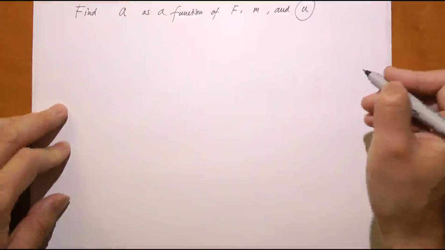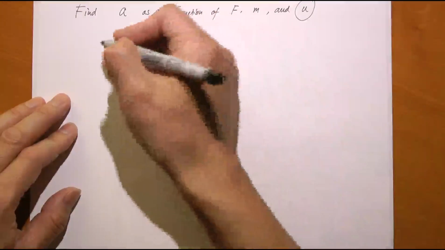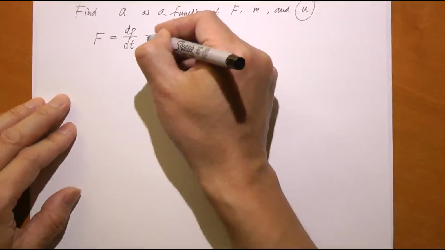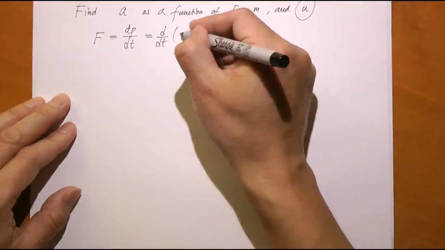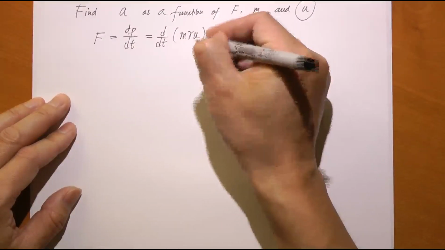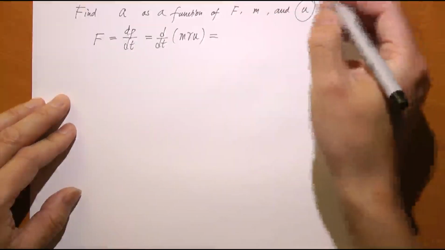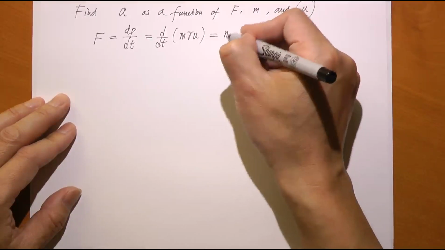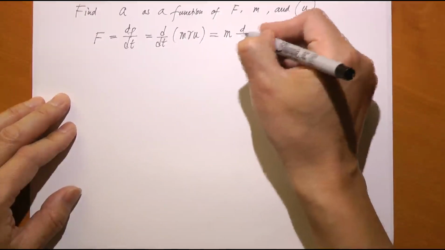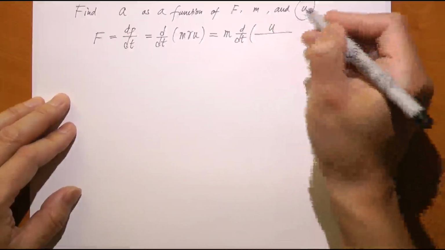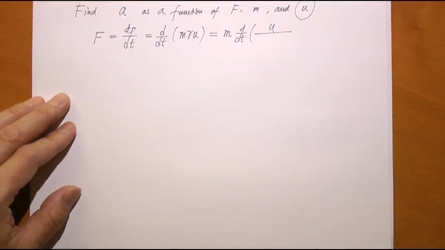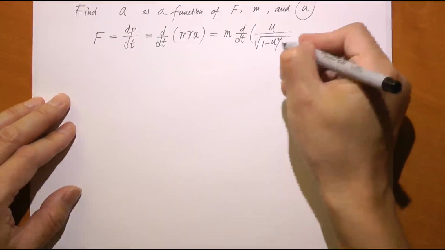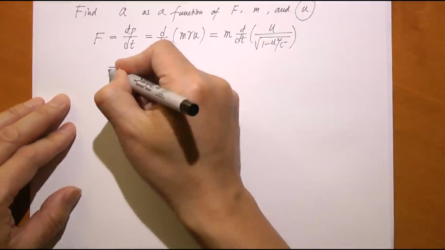Let's find that out. We start with the relativistic version of Newton's second law, F equals dp/dt. And as we have learned, this p is m gamma u, with gamma being 1 over the square root of 1 minus u squared over c squared. So let me write this down. m is a constant, we'll take that out. d/dt of u divided by the square root of 1 minus u squared over c squared. And let's just go ahead and finish the derivative, shall we?